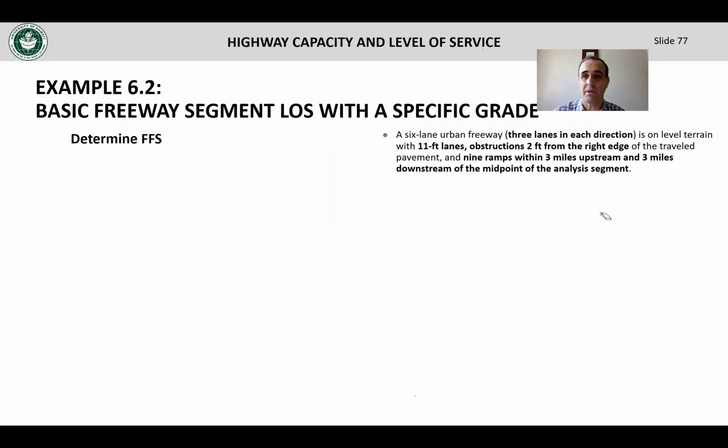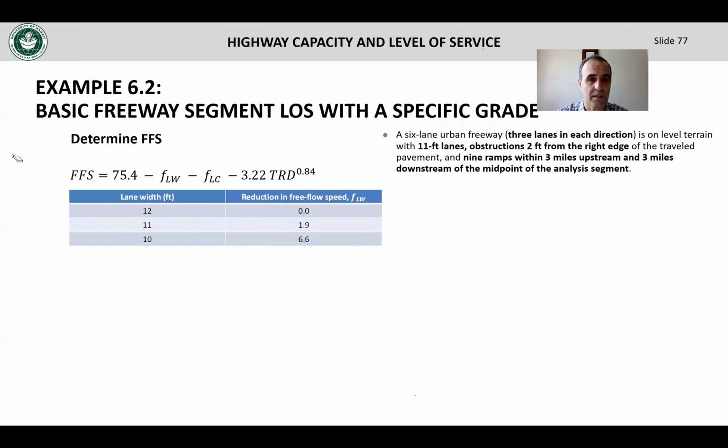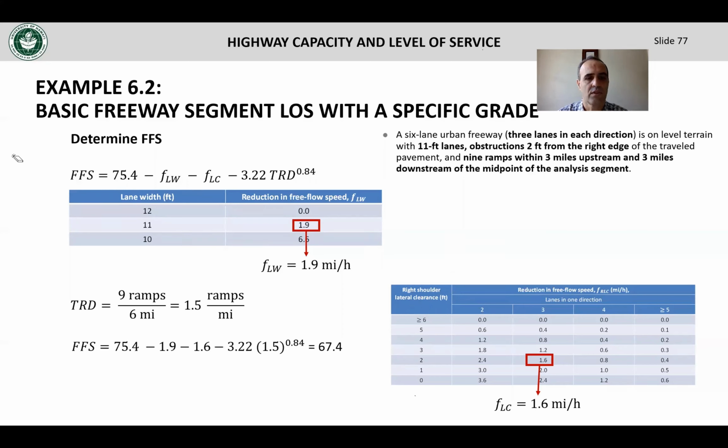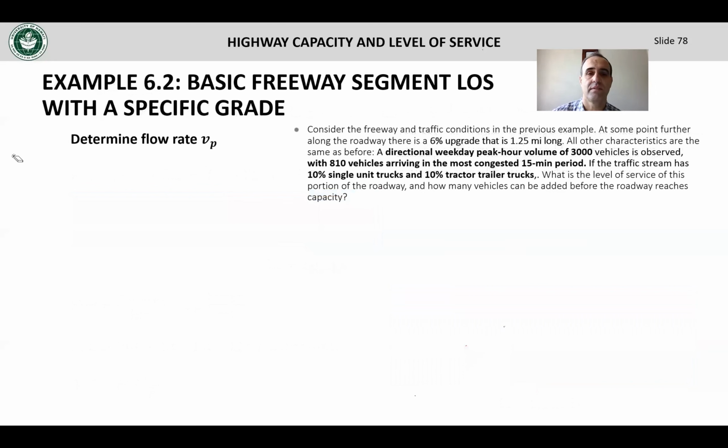You're going to see the first part of the problem is basically the same, so I cut and pasted. I have the same free flow speed. The things that we did here are still valid. We still have 11-foot lanes, so the lane width factor is the same. The lateral clearance factor is the same: we still have 3 lanes, and we still have 2 feet of lateral clearance. The ramp density is still the same. So this part is all the same. We still get 67.4 miles per hour, our free flow speed. Okay, so far, no change. Now, the second part starts changing a little bit.